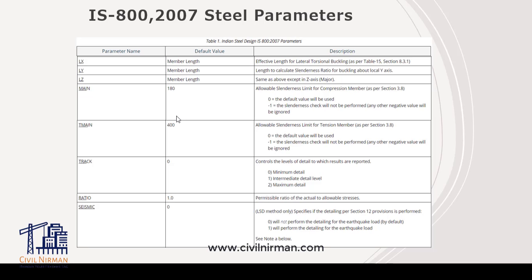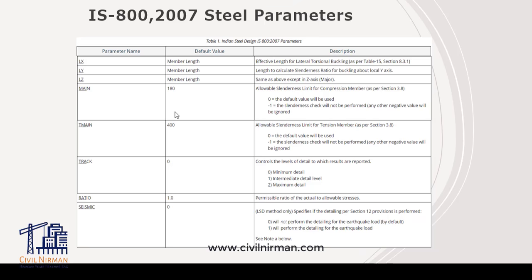And if you don't want to check your member for slenderness, then instead of providing 0, you can provide any negative number over here. That can be -1, -100, anything, but it has to be negative. So when you provide MAIN and TMAIN as -1 or any negative value, STAAD will skip this particular check. So my STAAD will not check the member for its slenderness.